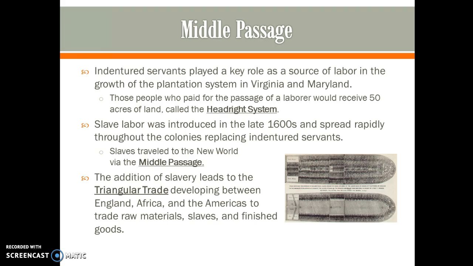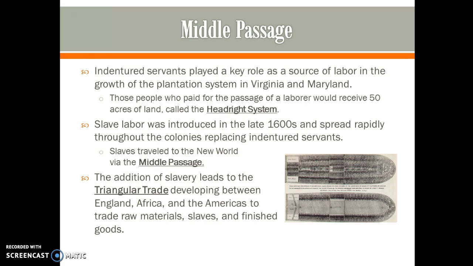Those people who paid for the passage of an indentured servant often got a reward for bringing those laborers to the New World. This was under the headright system, which essentially said for each head, or each person, that you would bring to the New World, you would receive 50 acres of land. So if you brought over 3 servants, then you'd get 150 acres of land. This was especially beneficial to people who were rich, because the more people they brought over, the more land they could potentially get.